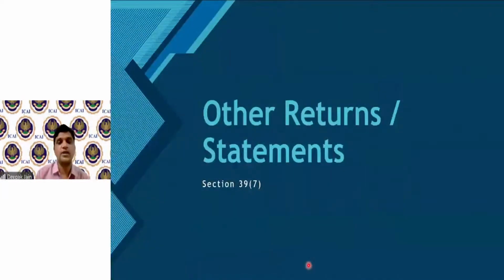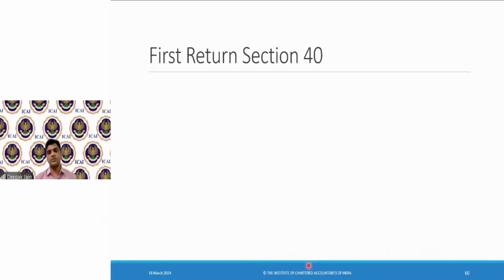Okay. Next part is on any other returns and statements. What are the other returns? First return, right? Now, the first return that we file is applicable to a person who is voluntarily registered or a person who is required to be registered and has registered within the time.